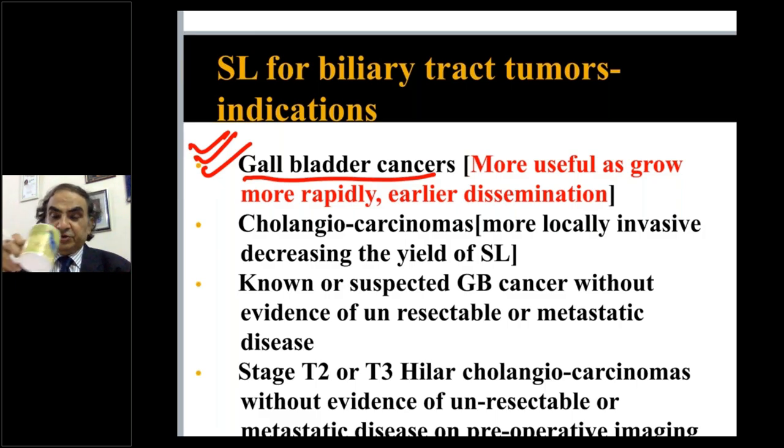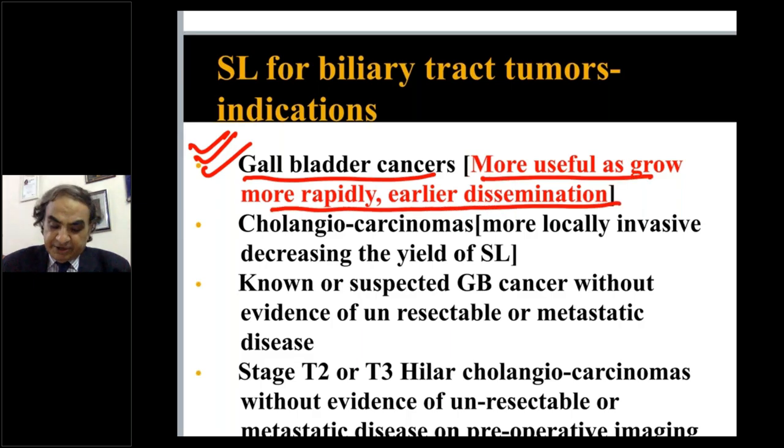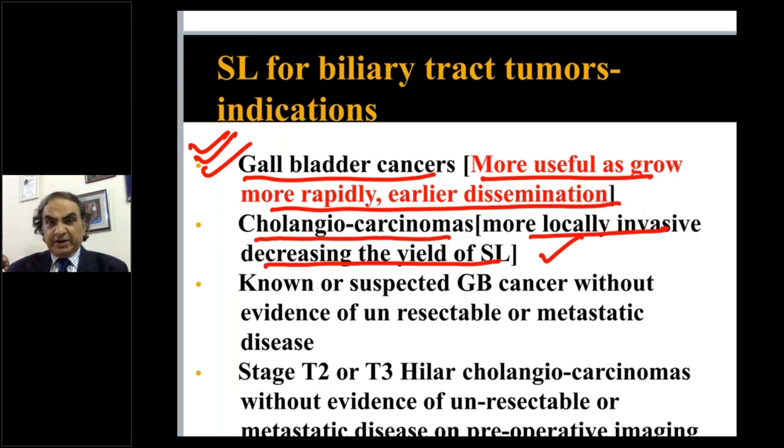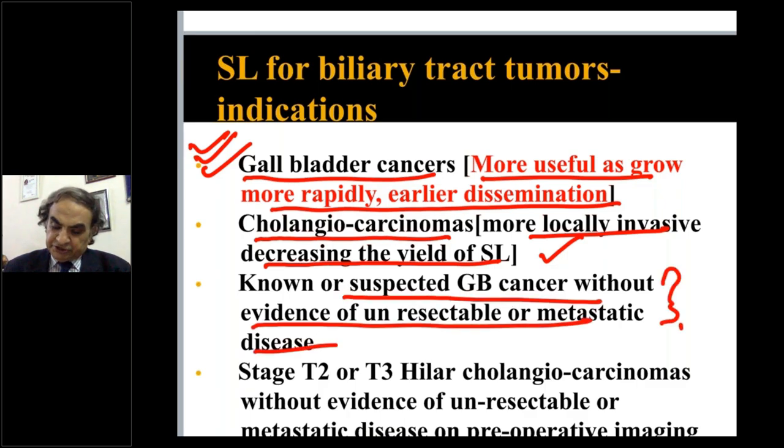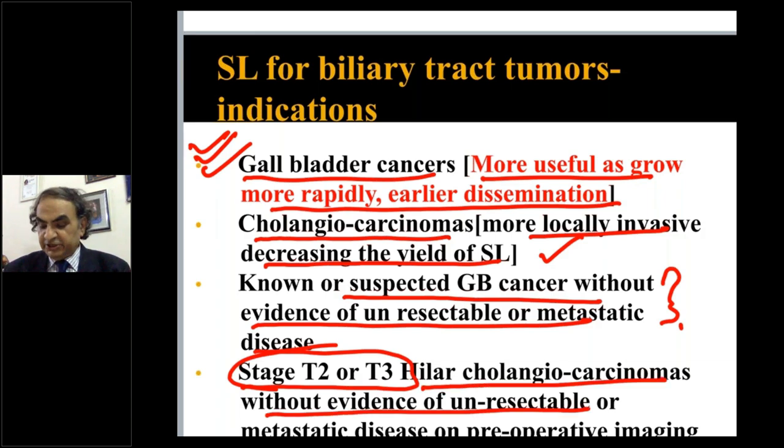And regardless of what CT you do, it's a good practice because they grow very quickly and disseminate. Cholangiocarcinomas are more locally invasive, which decreases the yield because you won't be able to see much. Indications: known or suspected gallbladder cancer without evidence of unresectable or metastatic disease.